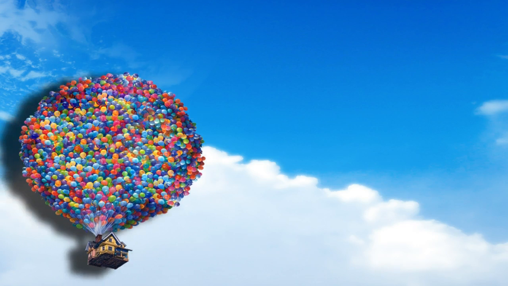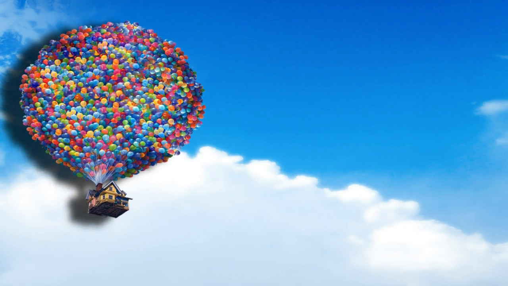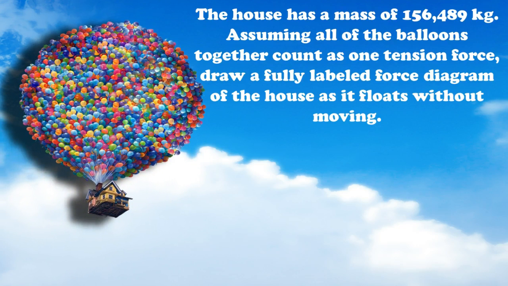Because the balloon house is moving at a constant velocity, or is floating still, we can assume we have balanced forces. The house has a mass of 156,489 kilograms. Assuming all of the balloons together count as one tension force, try drawing a fully labeled force diagram of the house as it floats without moving, so it's stopped, which is a balanced force.